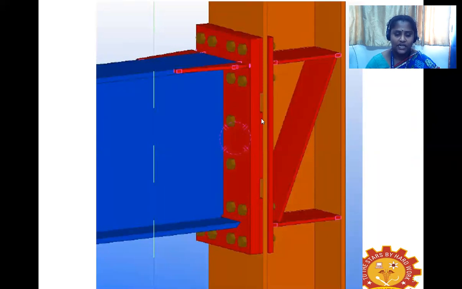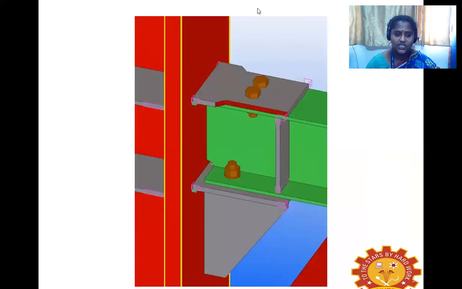Further, coming to the moment connections or rigid connections, you can see the beam is directly connected without any gap or joint. Whereas in the case of shear connections, you can see an additional gusset plate connected to the column, and the green beam is not connected straight away to the column, which leaves a gap. This type of connection we call shear connections or semi-rigid connections.